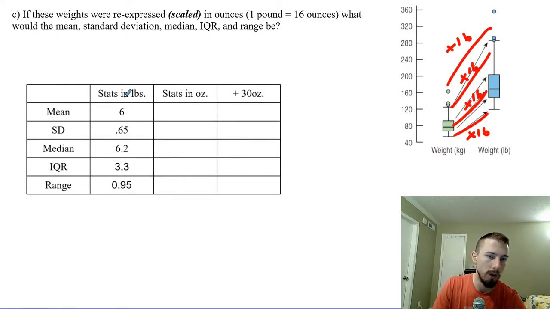So take all of your stats in pounds. To change it to stats in ounces, you're going to multiply everything by 16. So 6 pounds is how many ounces? Times 16. The standard deviations times 16. Median, interquartile range, everything is multiplied by 16. So just plug that in your calculator and you're good to go.